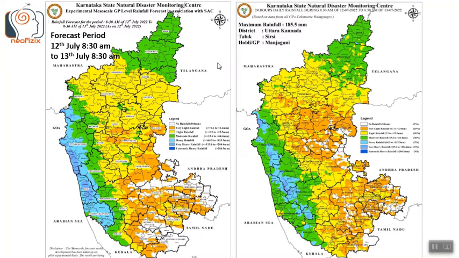These maps are, however, not from IMD. They are from the daily reports of KSNDMC, that is the Karnataka State Natural Disaster Monitoring Center. And these images are from their daily reports on 2 different days. They don't give any comparison plots in their reports. But one good thing about KSNDMC is that it maintains an archive of the reports. It has only 3 to 4 days missing data since June 1st.